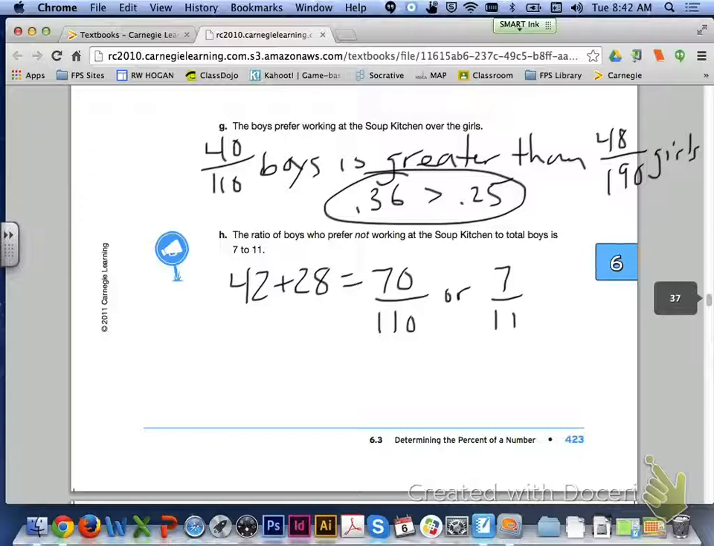For letter H, the ratio of boys who prefer not working at the soup kitchen to total boys is 7 to 11. So in this case, you actually have to add the food bank and the senior center, 42 plus 28, to get your 70 out of the 110 total boys. So 7 out of 11 boys actually prefer working at the food bank or the senior center.